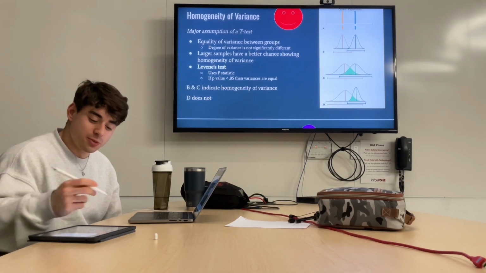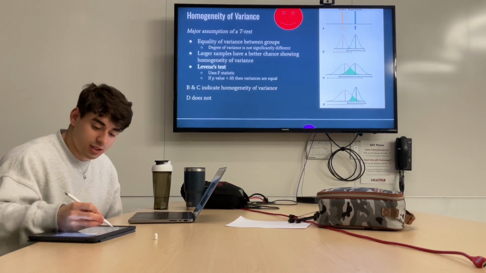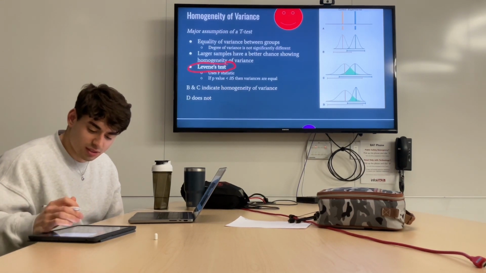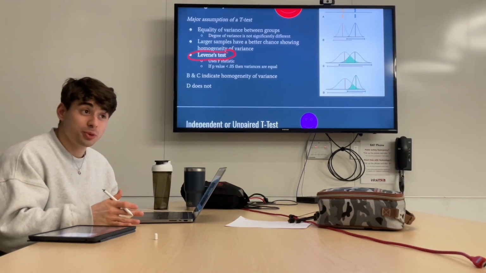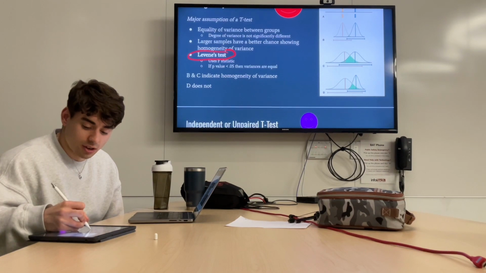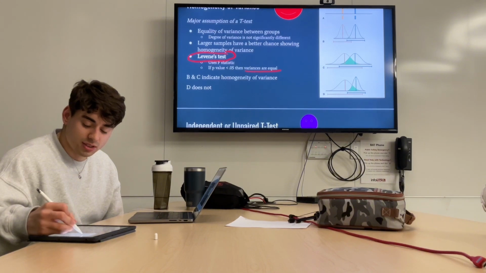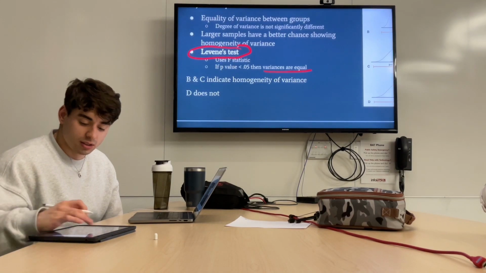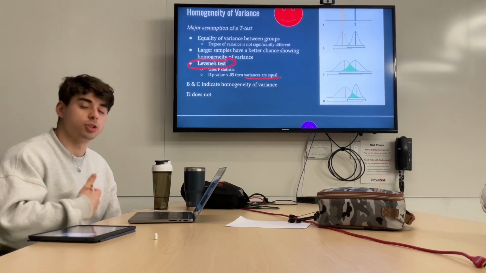So basically the way you test if the variances are equal is a test called Levene's test. I think that's it. It uses the F statistic. If the p-value is less than 0.05, then the variances are equal, okay? And like we said before, B and C here indicate equal variances, and D not equal variance. I thought you want p less than 0.05. You do, because you want equal variance. This is testing if your assumption is true.